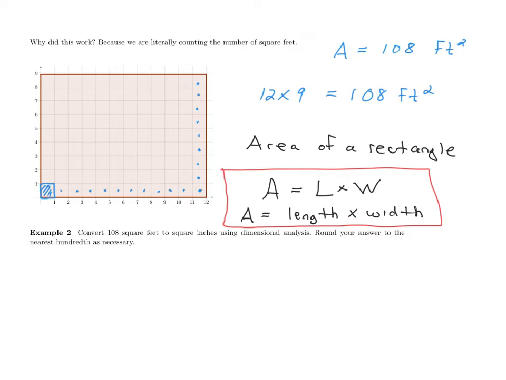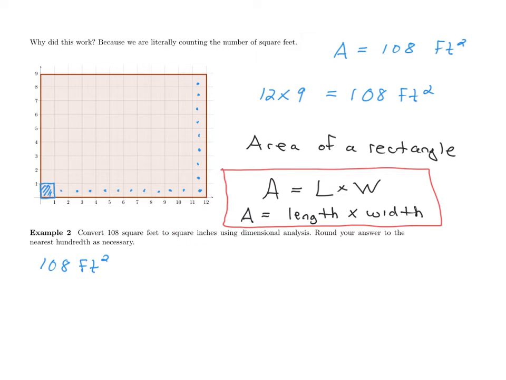So here in example 2, I'd like to convert this. Can we convert 108 square feet into square inches? And can we do this by using dimensional analysis? We'll round our answer to the nearest hundredth as necessary. So we're going to start with 108 square feet, and we want to end up with square inches.